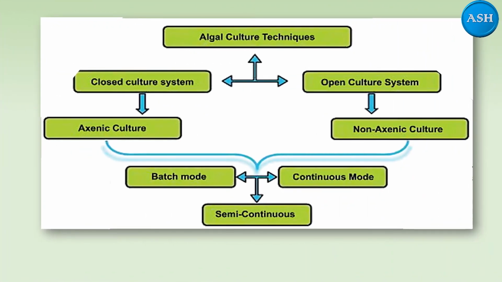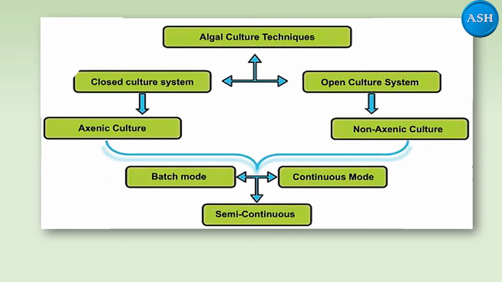Until now we have covered all the different algal culture techniques. A closed culture system means less contamination, and it is also known as axenic culture. If it is an open culture system, there are more chances of contamination, meaning it is non-axenic culture. So these are the different types of culture techniques. They can be operated in 3 different modes: batch mode, semi-continuous mode and continuous mode.